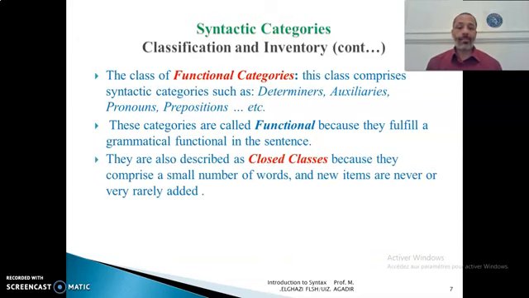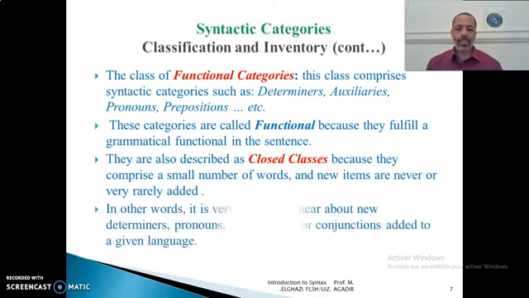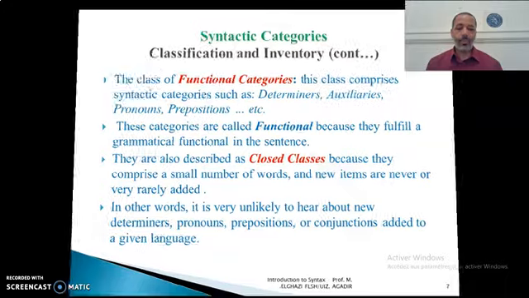They are also described as a closed class because they comprise a small number of words and new items are never or very rarely added to this class. You never hear, for example, in English that a new preposition is added or a new auxiliary or a new negative marker. Those that we knew many years before still exist, still persist. The class is closed. It doesn't allow the addition of new items to it. In other words, it is very unlikely to hear about new determiners, new pronouns, new prepositions, or new conjunctions added to the language.